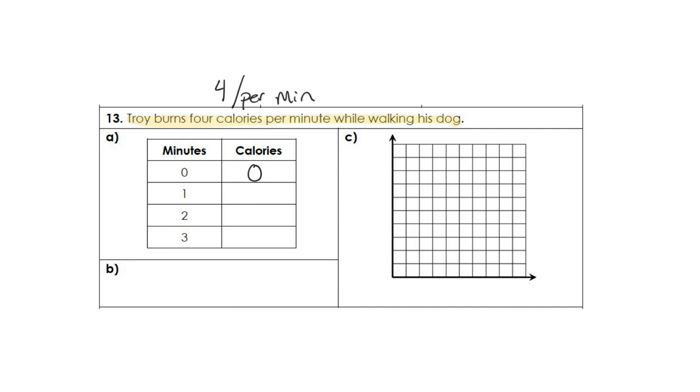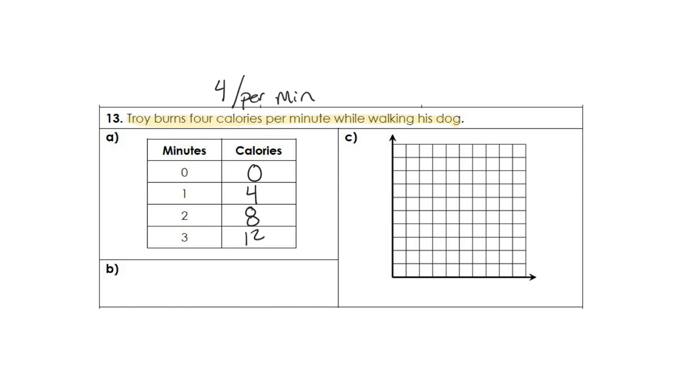So after 1 minute, how many calories has he burned? Well, you can probably look at this and fill out the chart or the table already without needing to create an equation. Okay, 2 minutes, we're just going to go ahead and multiply the calories by the amount of minutes, so we're going to have 8 calories. 3 minutes, he's going to burn 12 calories.